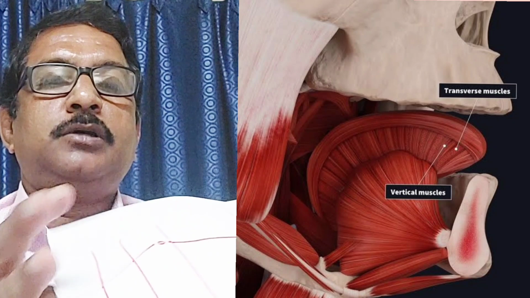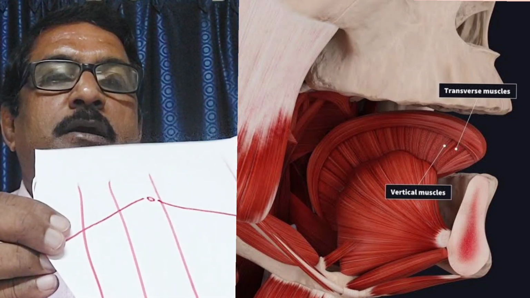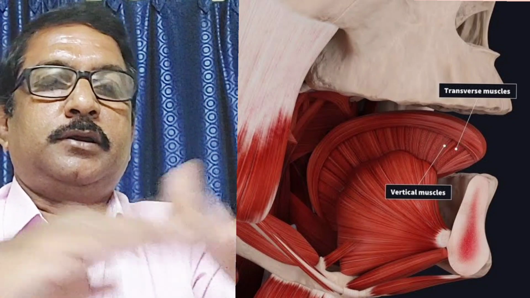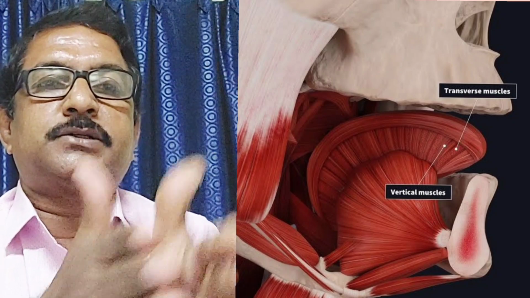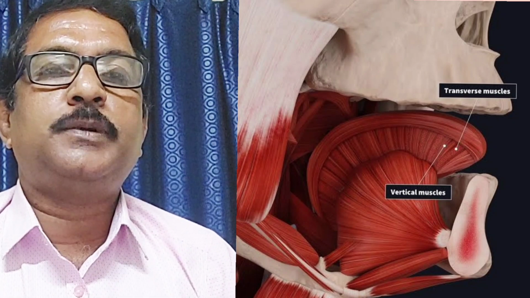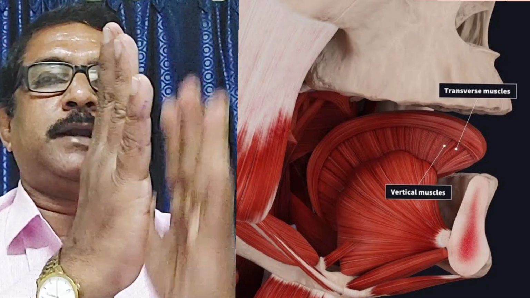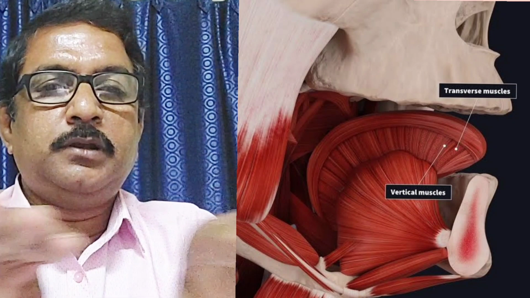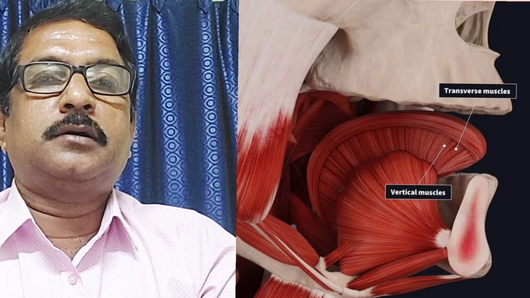The third one is the transversus linguae. If the transversus linguae muscle contracts, what will be the shape of the tongue? For the contraction of transversus linguae, transversely oriented, it will reduce the width, but length will be increased. Right? And next group is the verticalis linguae. Fibers are vertically oriented, like this. If this muscle contracts, the tongue will be widened. They will increase the width of the tongue.